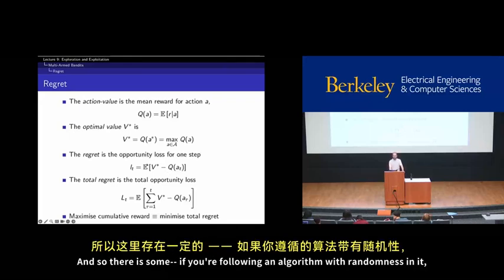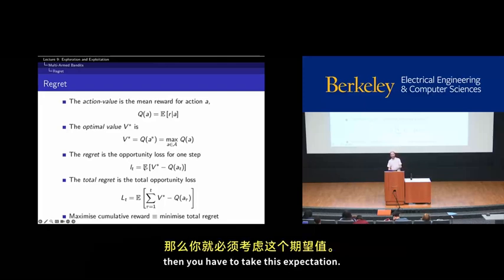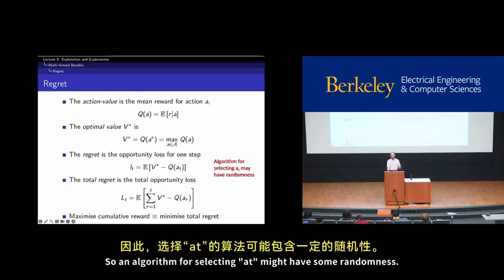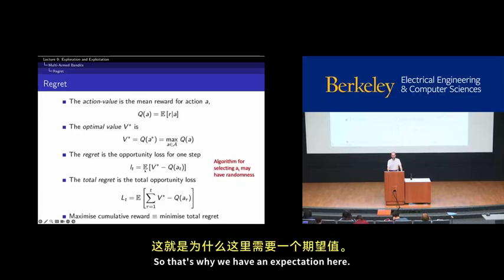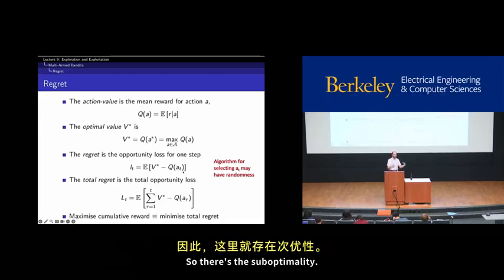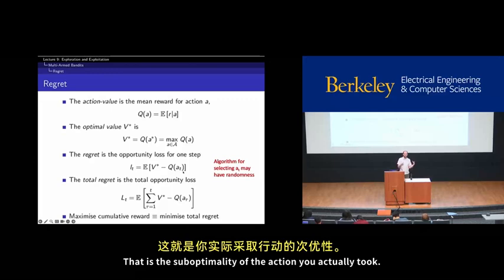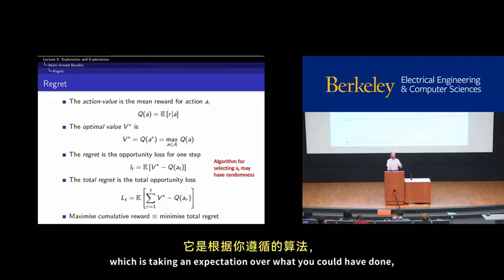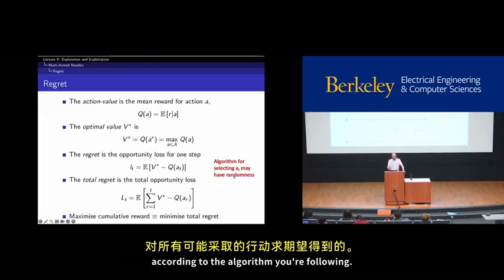If you're following an algorithm with randomness in it, then you have to take this expectation. Depending on your algorithm, which action you end up choosing may be random. So an algorithm for selecting A_t might have some randomness. That's why we have an expectation here. There's the suboptimality of the action you actually took, and then there is the expected suboptimality, which is called the regret, which is taking an expectation over what you could have done according to the algorithm you're following.